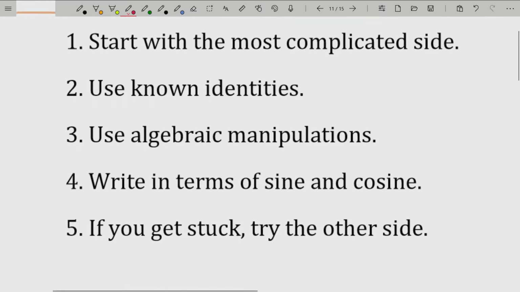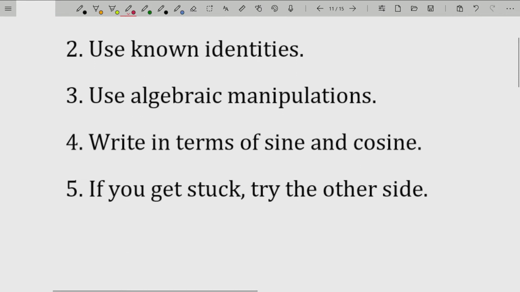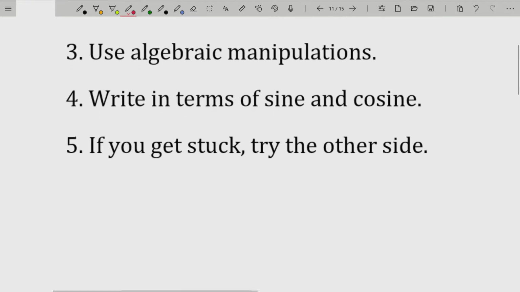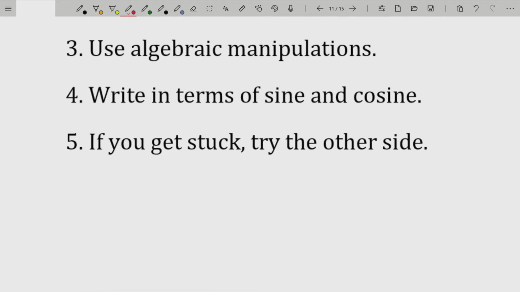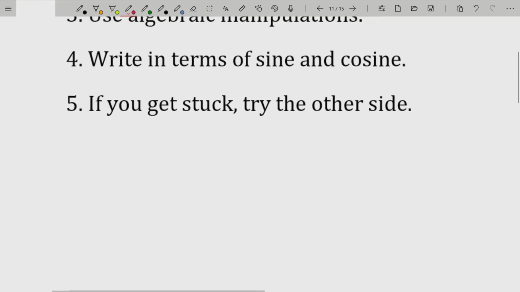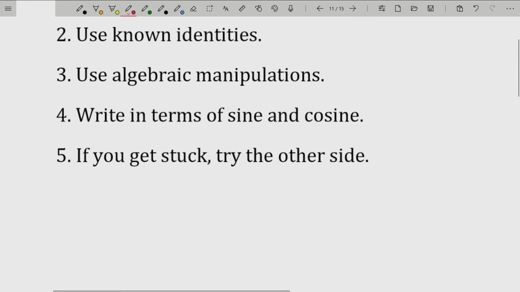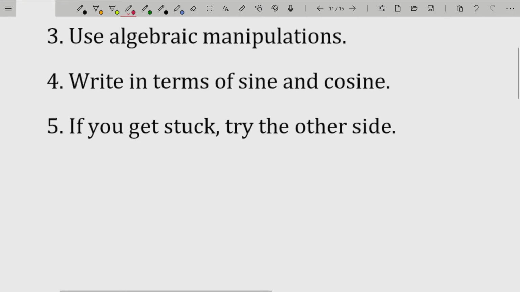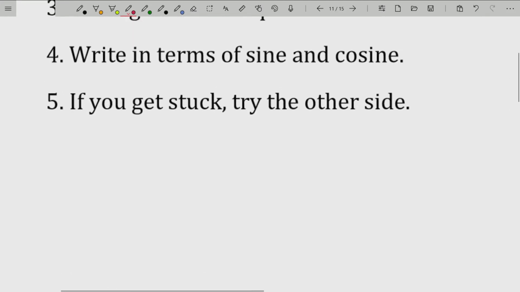So start with the most complicated side is what I would suggest. Use known trig identities if you can, if there's any there. Use algebraic manipulations. These are things like if there's a difference of squares, a sum or difference of cubes, if you can multiply by the conjugate, that type of thing. These are algebraic manipulations you know all the way up to this point in mathematics. If all of that fails, write everything in terms of sine and cosine. That is often for me an early tactic, but for many other people, they don't do that tactic until way later on. And then finally, like I said, if you get stuck, try the other side.